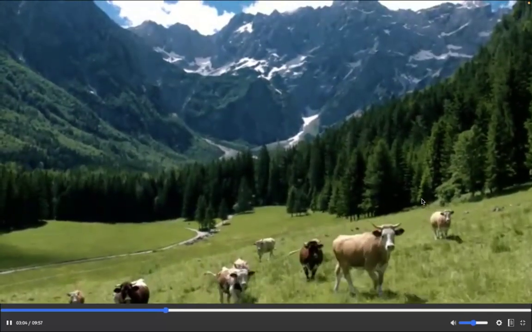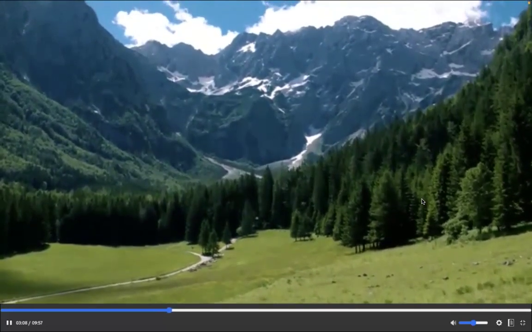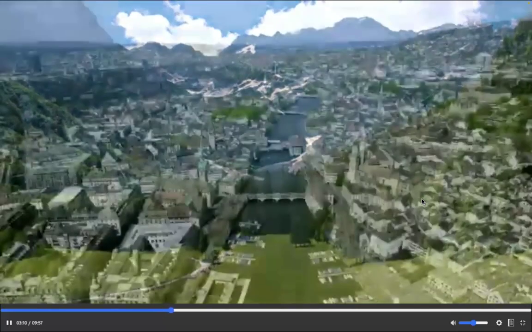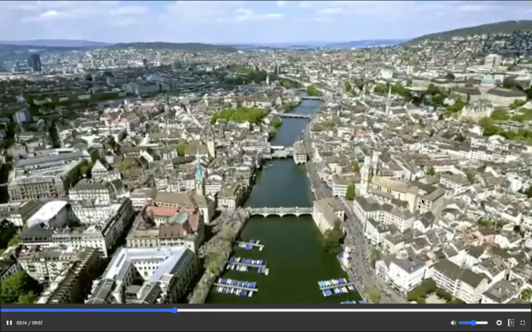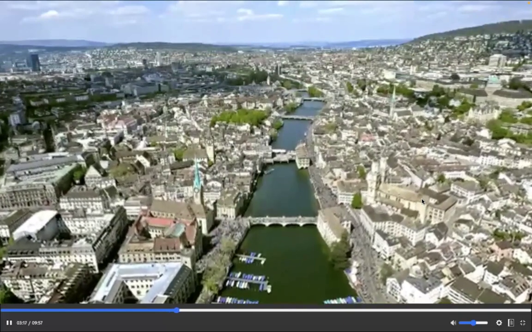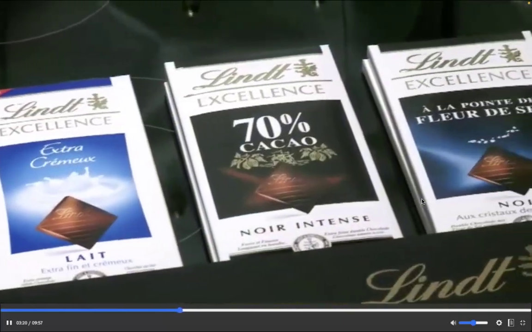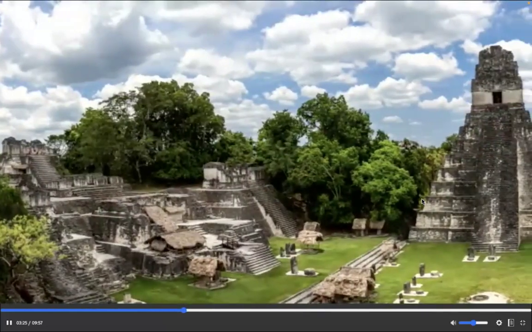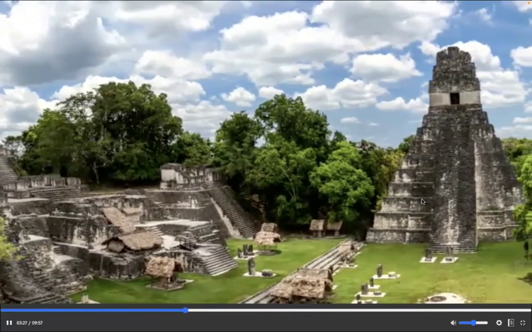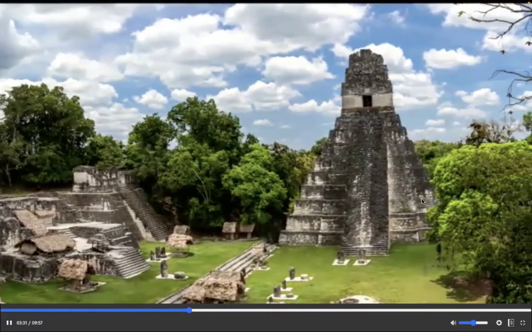When you think about somewhere that's famous for its chocolate, you might think of Switzerland. In Switzerland, people eat more chocolate per person than anywhere else in the world. Just over 9 kilograms a year. The story of chocolate probably started over 2,500 years ago in Central America.